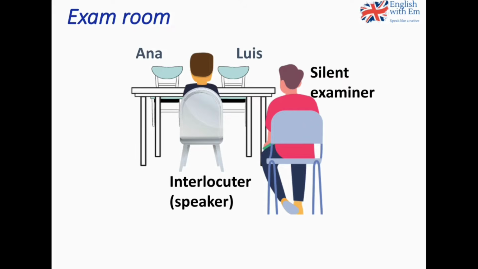Now, generally speaking, the interlocutor will start with the student on their left. So that would be Anna. So in part 2, Anna would be the first person to complete the task. So if you don't want to go first, it's a good idea to sit where Luis is sitting on the right.